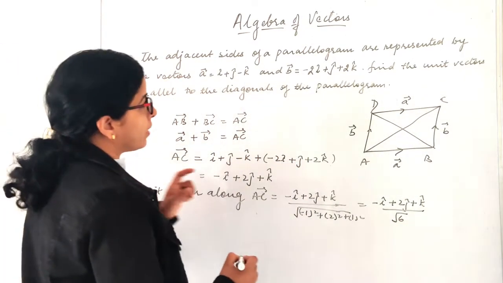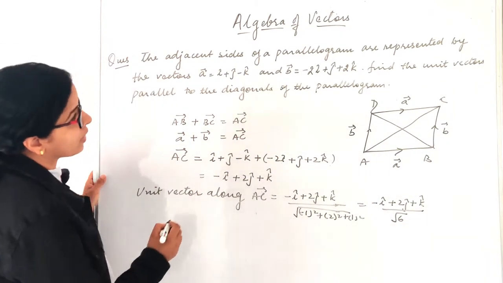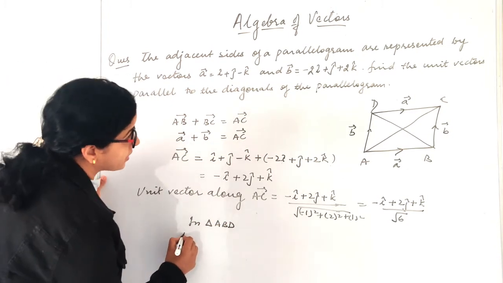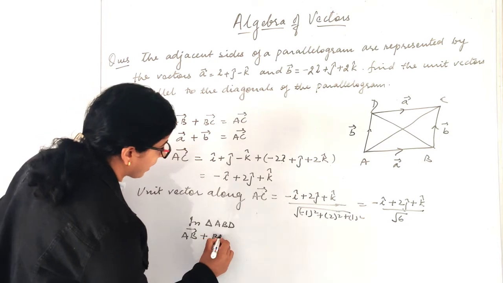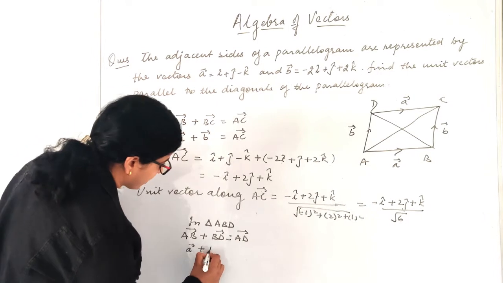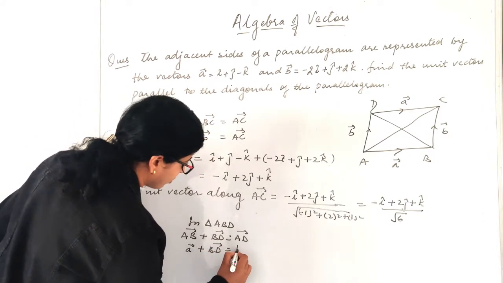Now if we talk about the BD vector, I can write in triangle ABD, AB vector plus BD vector equals AD vector. Okay? AB vector is A, plus BD vector equals B vector.